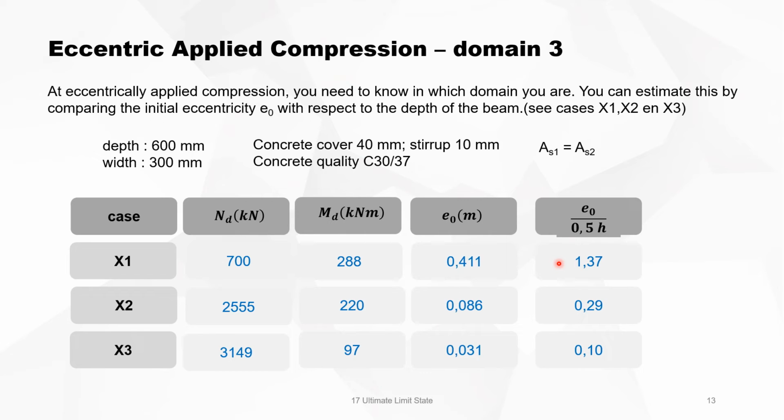And we will see that when the initial eccentricity with respect to half of the depth of the beam is more than 1, then we are most likely in domain 2A, or we are most likely in a bending dominant situation. When it's between about 0.29 and 0.1, you are in domain 2B and domain 3. So the distinction between domain 2B and 3 is not that significant. So when you start doing a calculation by hand, you start with domain 2B, you calculate mu d, and you check with the border limits if you are really in domain 2B. If not, you change it to domain 3.